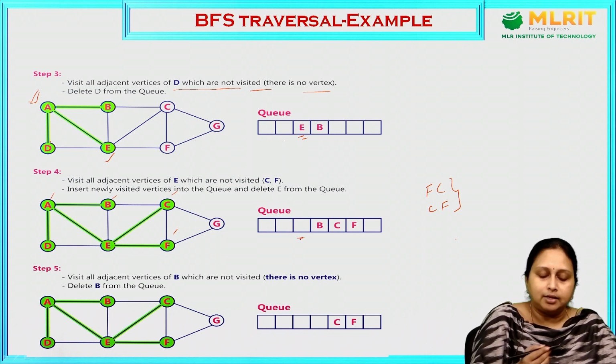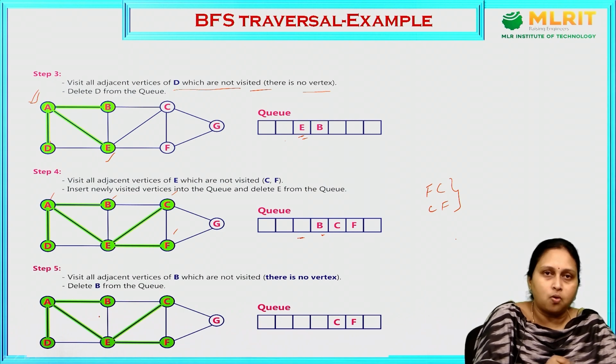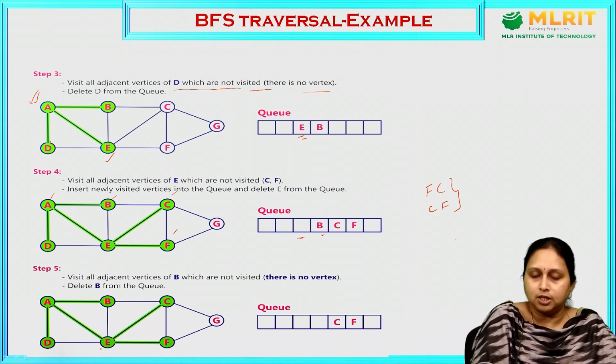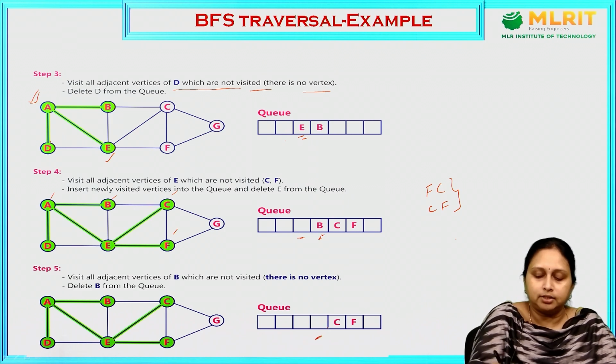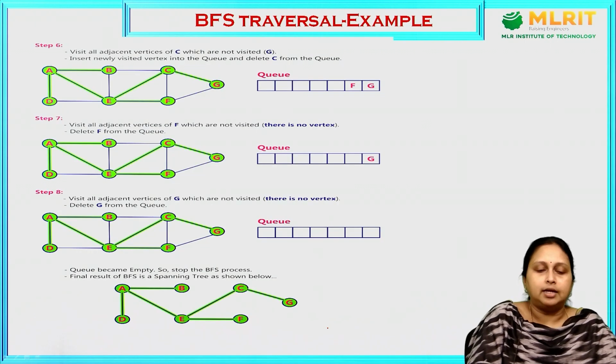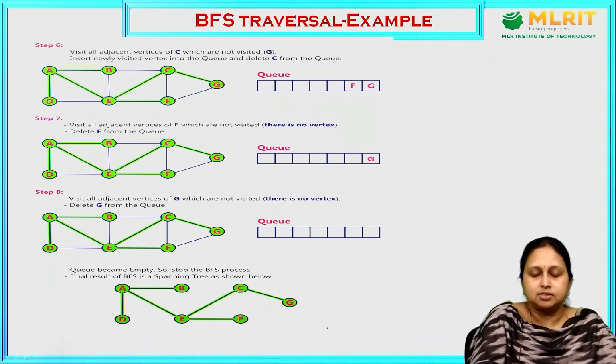Next, the one we have is B. From B, check what are all the adjacent vertices you have. From B, you have A, C and E, all are there, right? So there is no new vertex that you are going to find, so we are going to delete the B value also. And the next one you are going to have is the C value.